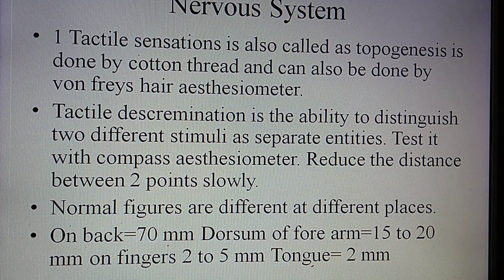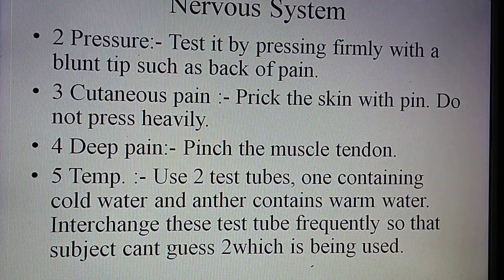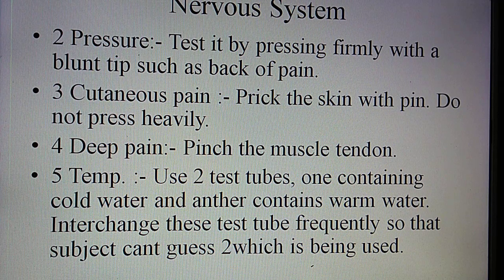You place this aesthesiometer, which has two ends, with the blunt end on the skin, and you ask the subject whether he can identify the sensation of touch. Now pressure. To check the pressure, test it by pressing firmly with a blunt tip such as the back of the pen.